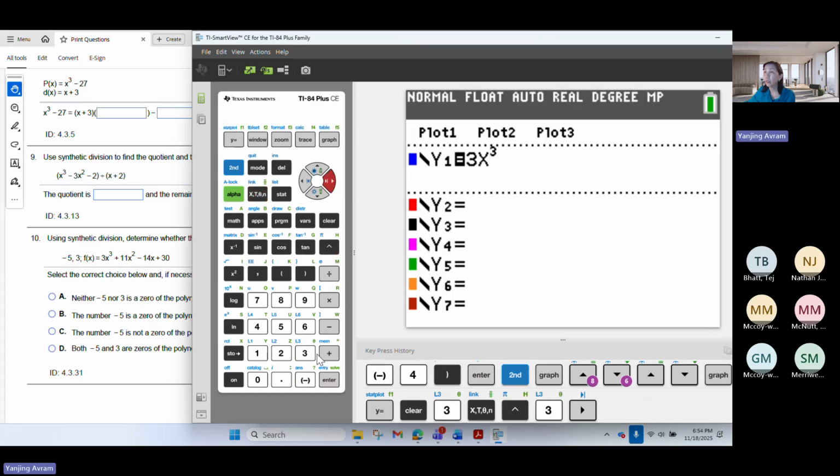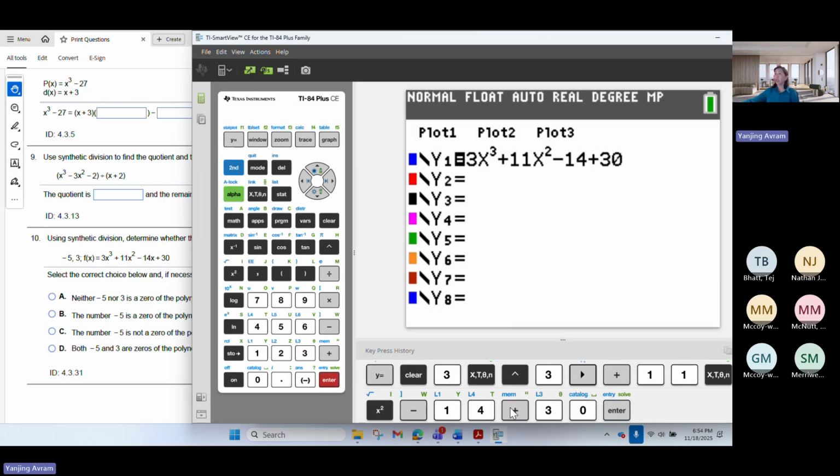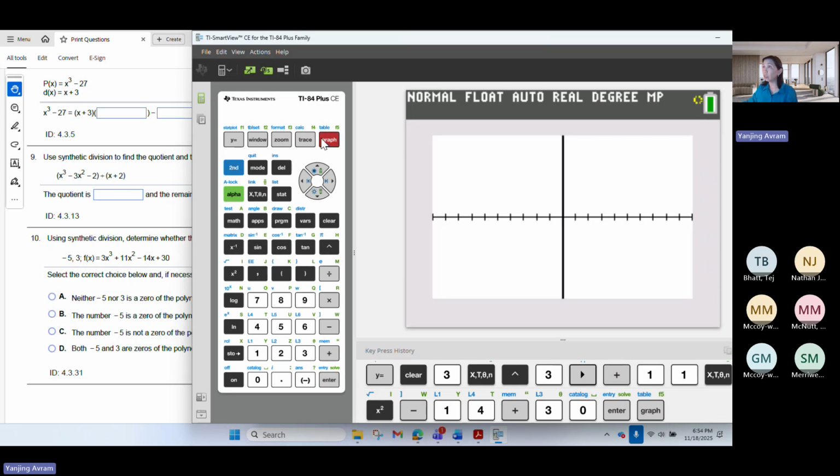Three x cubed plus 11x squared minus 14x plus 30x. All right. Okay, I can actually graph this one to see what happened. Okay, that's a quick and easy one. So I only have one real zero in here, not two real zeros, only one real zero crossing the x-axis.